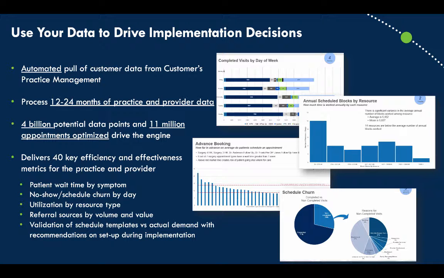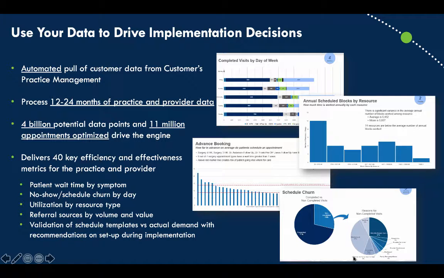How many times have you implemented new technology, but then implemented it very similarly to how you had the old technology configured? Let's use your data to give you better visibility into your current state so that we can really drive implementation decisions based upon data, the new currency.